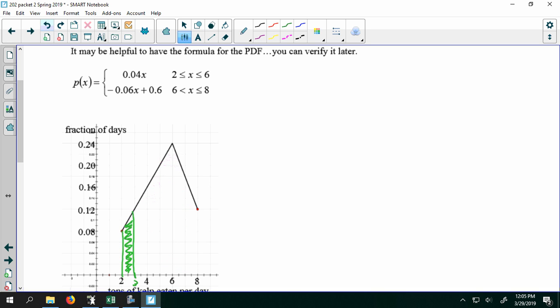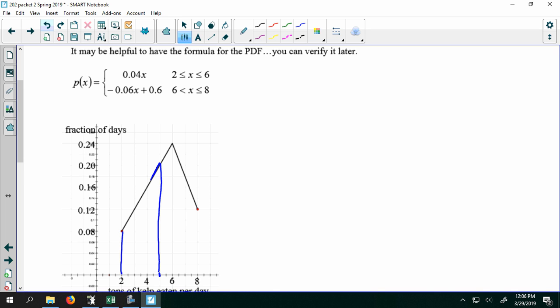So what I want to do is sweep a vertical line through here between 2 and 8. I'm just going to eyeball it. I'm going to stop where it looks like I have approximately half the area to the left and half the area to the right. So I'm going to say it happens approximately here.